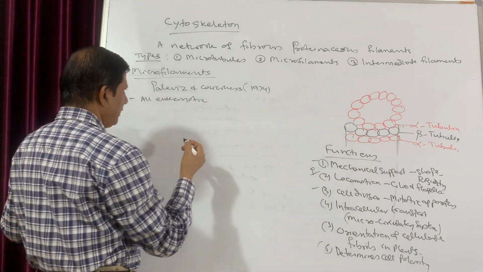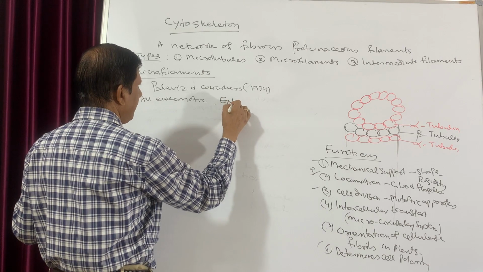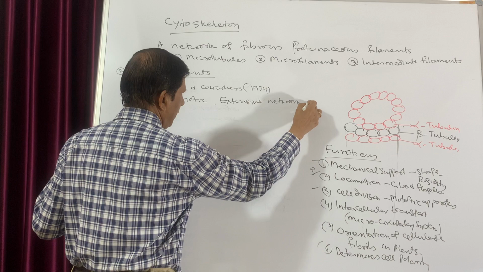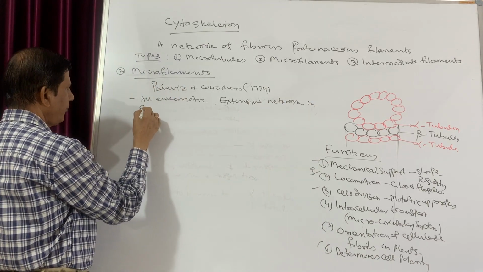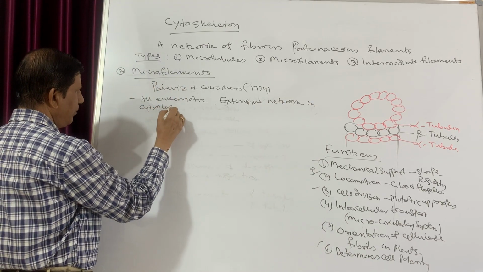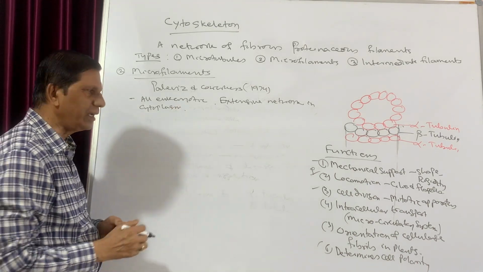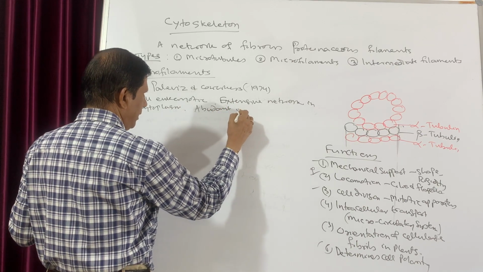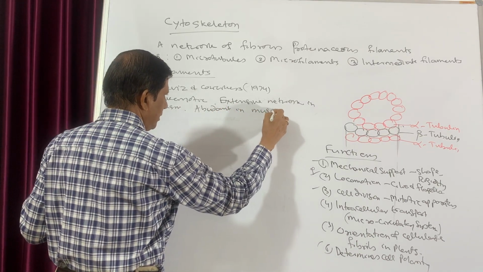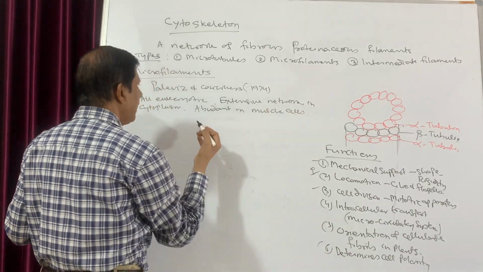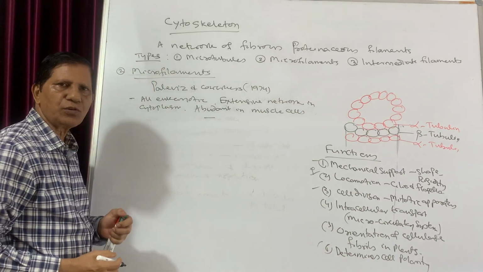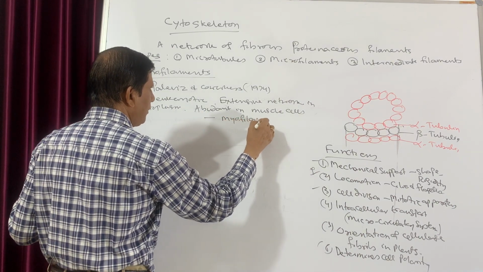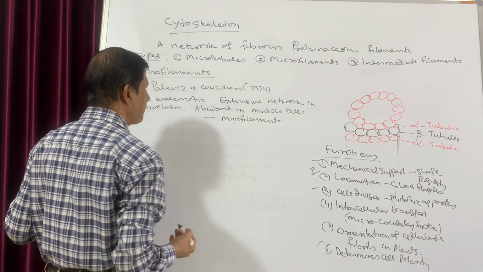They form an extensive network in the cytoplasm, and they are more abundant in muscle cells. That is why sometimes they are also known as myofilaments, because of this name.